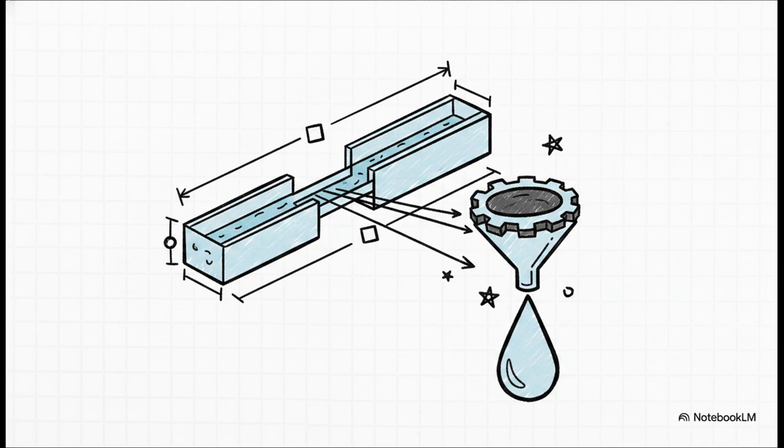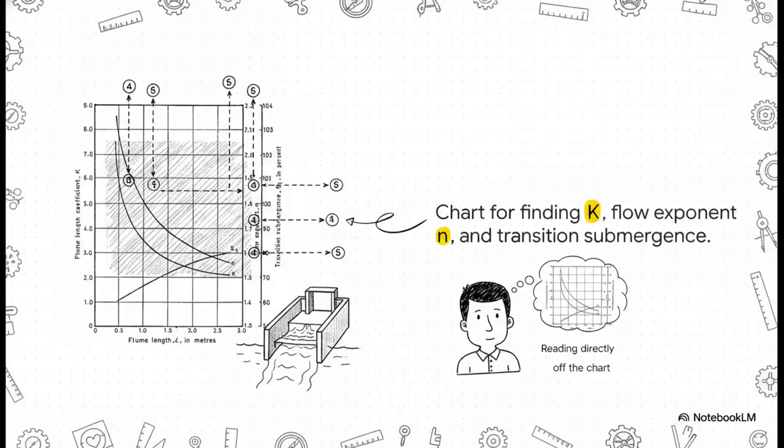To get that, we need a free flow coefficient, C. We take that C and multiply it by our upstream flow depth, H, raised to a flow exponent, n. Now to find that C in the first place, we take a length coefficient, k, and multiply it by our actual throat width, w, raised to the power of 1.025. It sounds like a mouthful, but the physical dimensions of the flume are actually doing most of the heavy lifting for us here. And here's the absolute best part.